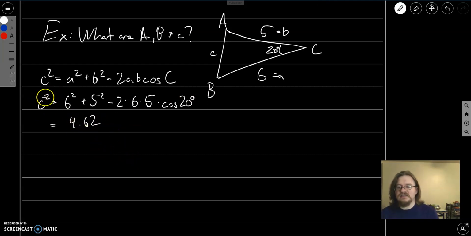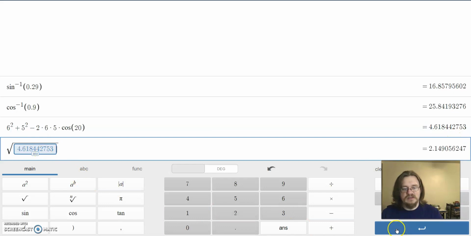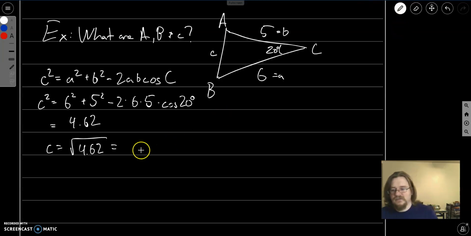And this is equal to c squared. So if I want c by itself, c is a side length, so I'm just going to take the square root of that. And I don't want to round in the middle of a question, but if I come back to my calculator, I can take the square root, and if I want this number back, I can just click answer, and it shows up again. So I can hit enter, and I actually get 2.1, let's round to 2.15. So there's my side length c.